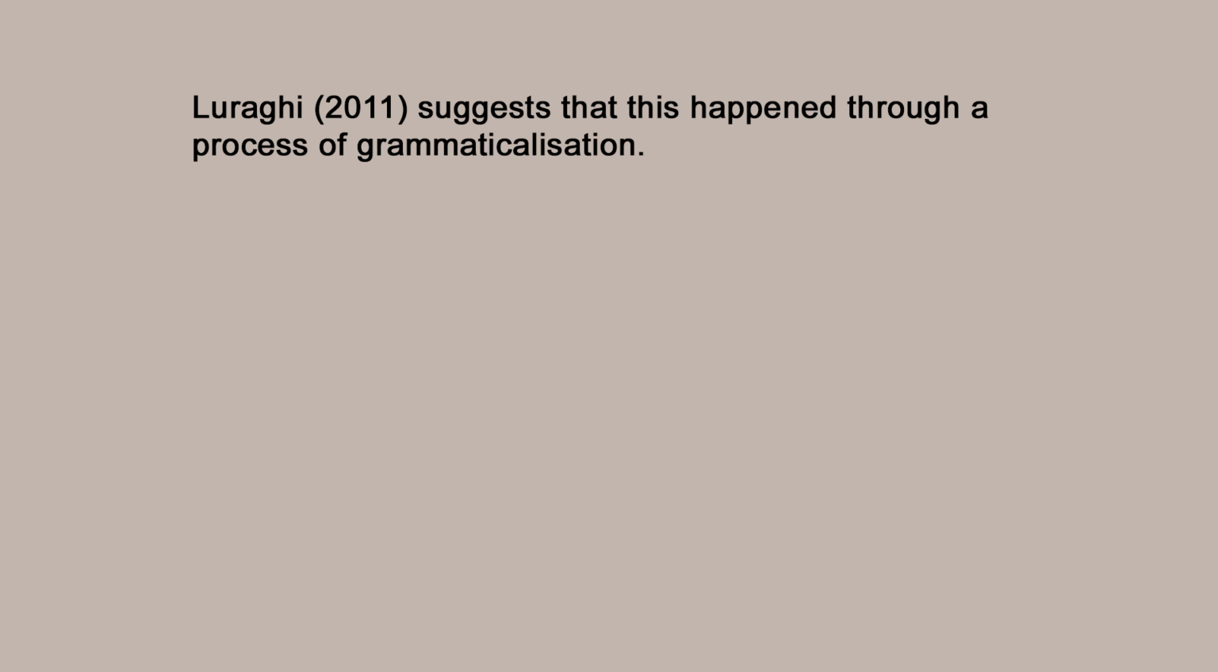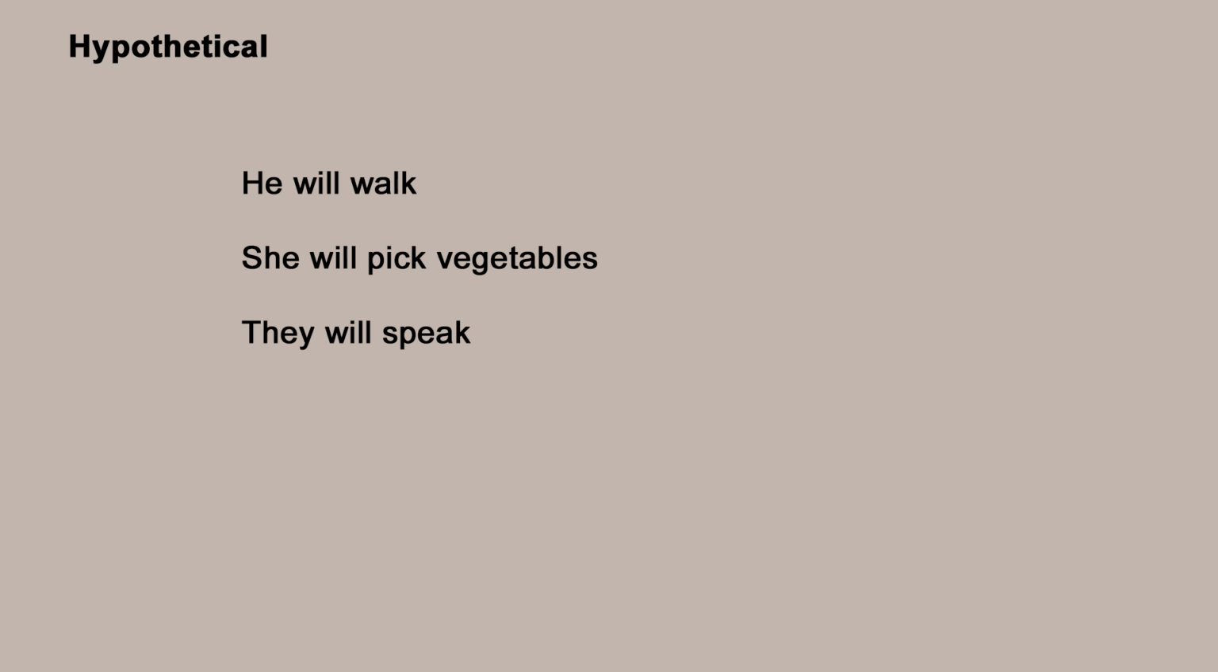starts off as a separate word, then gradually over time it becomes more and more reliant on another word until it just starts to behave as an ending that you add on to the main word in certain situations. So I'll show you how this works using a hypothetical in English. Think about how in English you can express future events by putting the word will before a verb. He will walk, she will pick vegetables, they will speak. In this case, will is a separate word that acts as an auxiliary verb, showing you that the main verb of the sentence happens in the future.